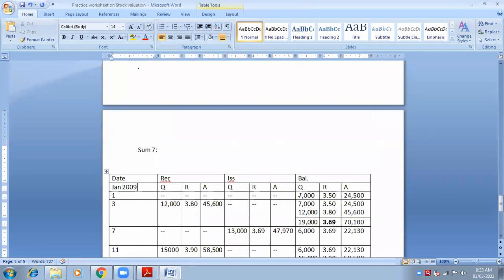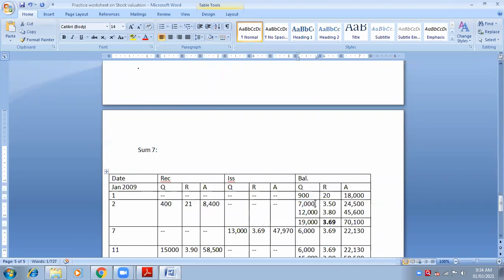On the first date, what was the opening balance? 900 units at the rate 20. So what was the amount? 18,000. And on the second date, how much did you purchase? 400. What is the rate? 21. And what is the amount? 8,400. So now you will write down the balance.